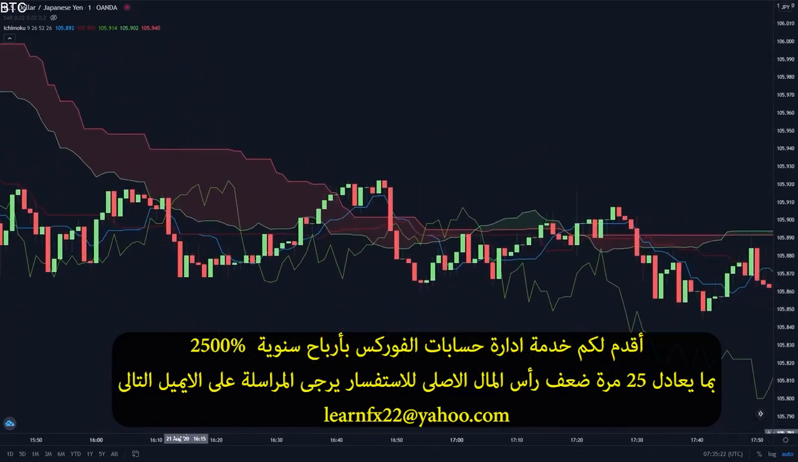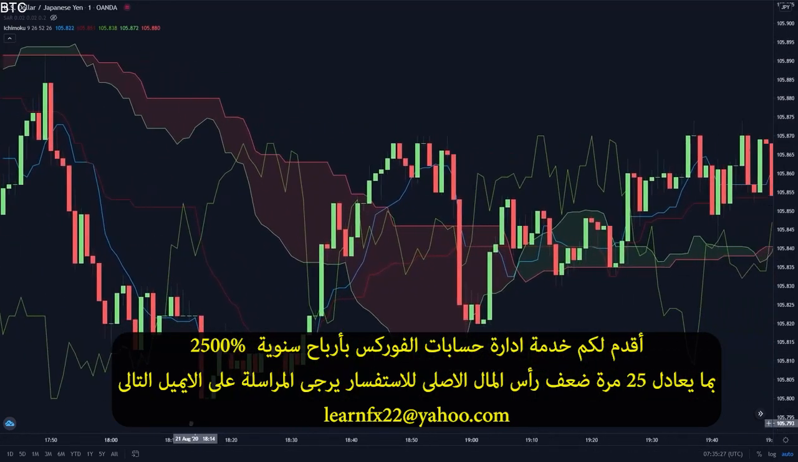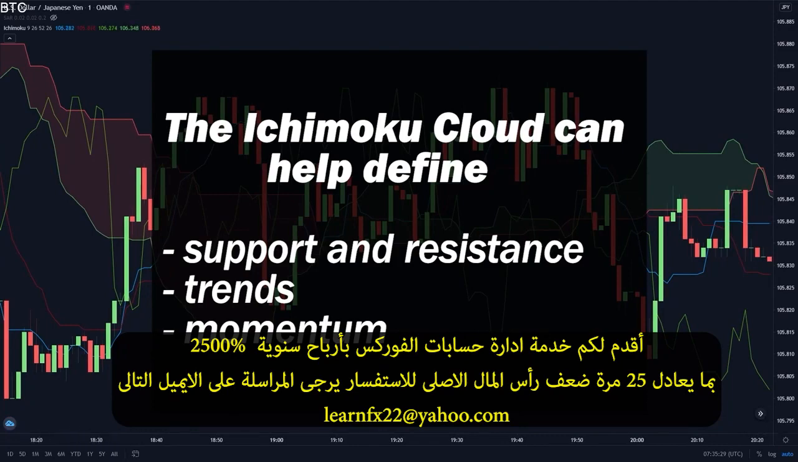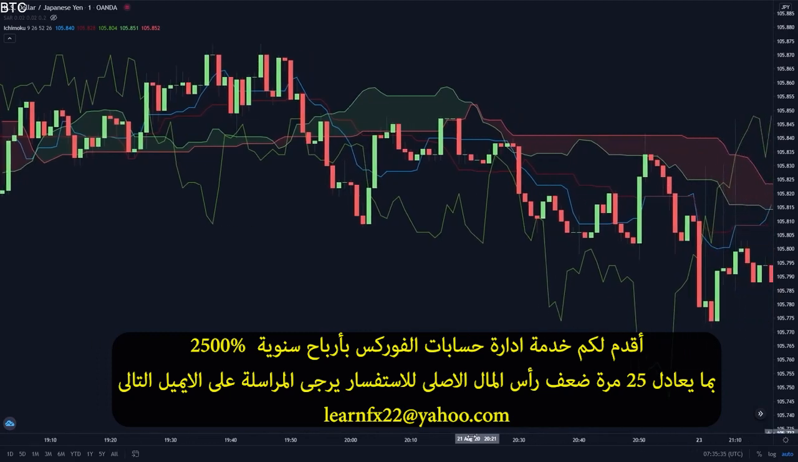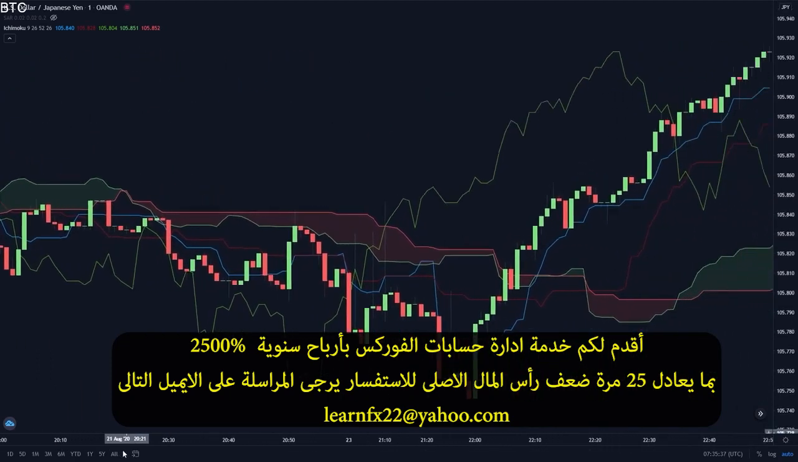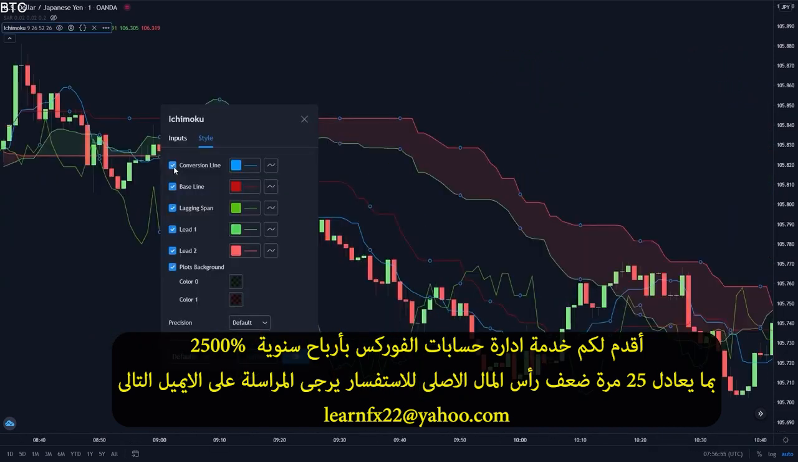The Ichimoku cloud, or the Ichimoku Kinko Hyo indicator, is a very versatile indicator that can help define support and resistance, trend directions, and momentum. At first glance, it may seem messy and very hard to read, but let's break down the parts. It consists of multiple parts. We have the Tenkan-sen, also known as the conversion line, the Kijun-sen, also known as the baseline, the Chikou span, also known as the lagging span, and two leading spans that form a cloud.